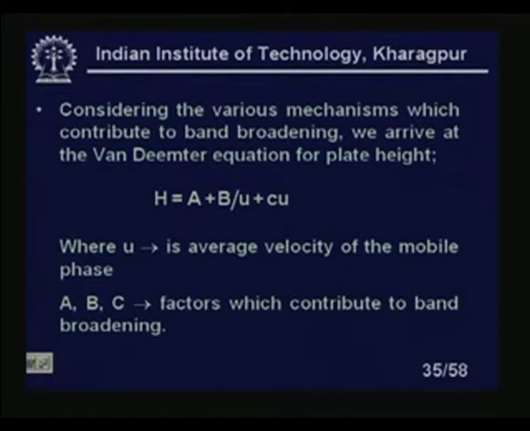So, these are the factors, because band broadening will control the resolution. So, how closely two elements are there, how close the elements are in characteristics, which we can separate, right. So, this we have to discuss here. So, A, B and C are the factors which contribute to the band broadening, clear.